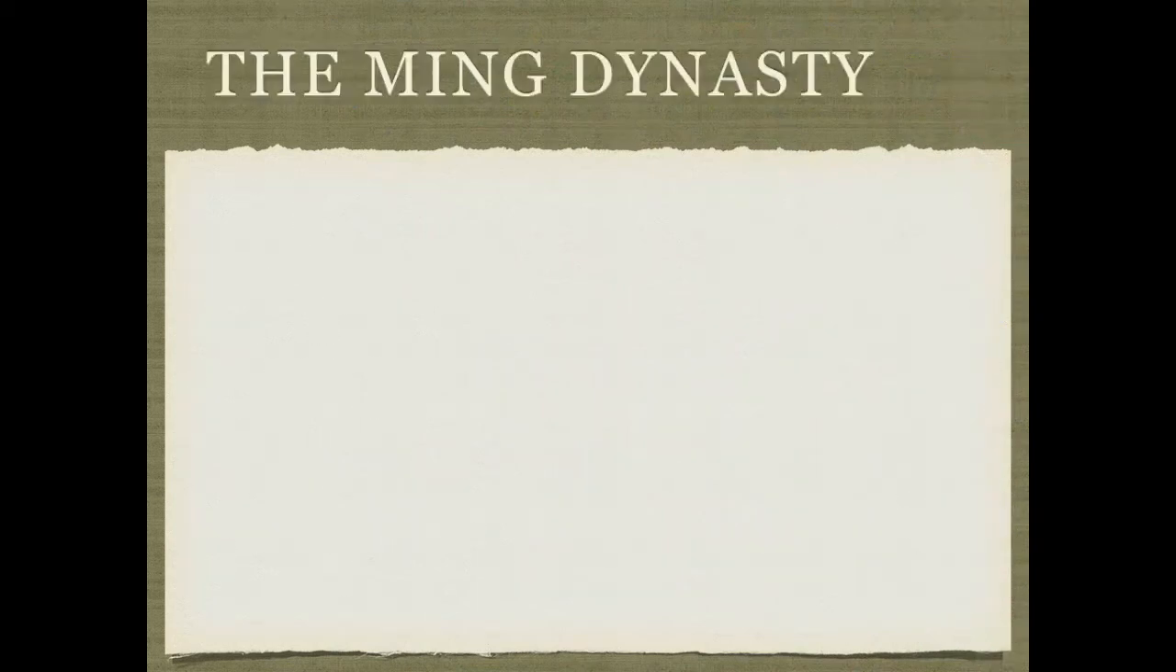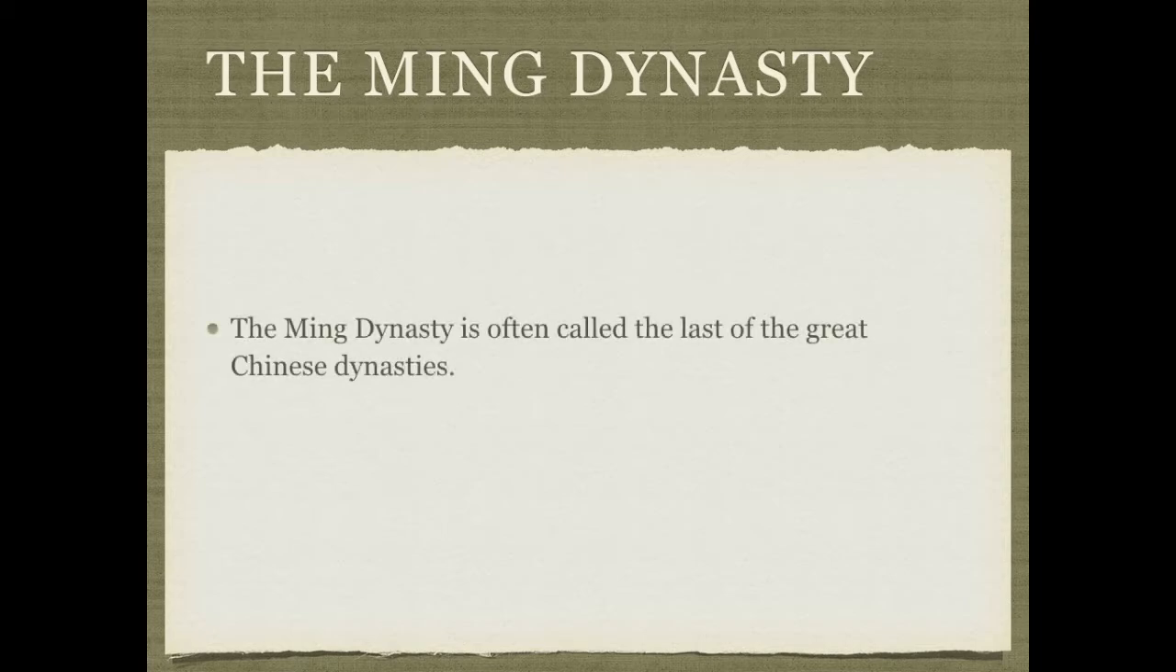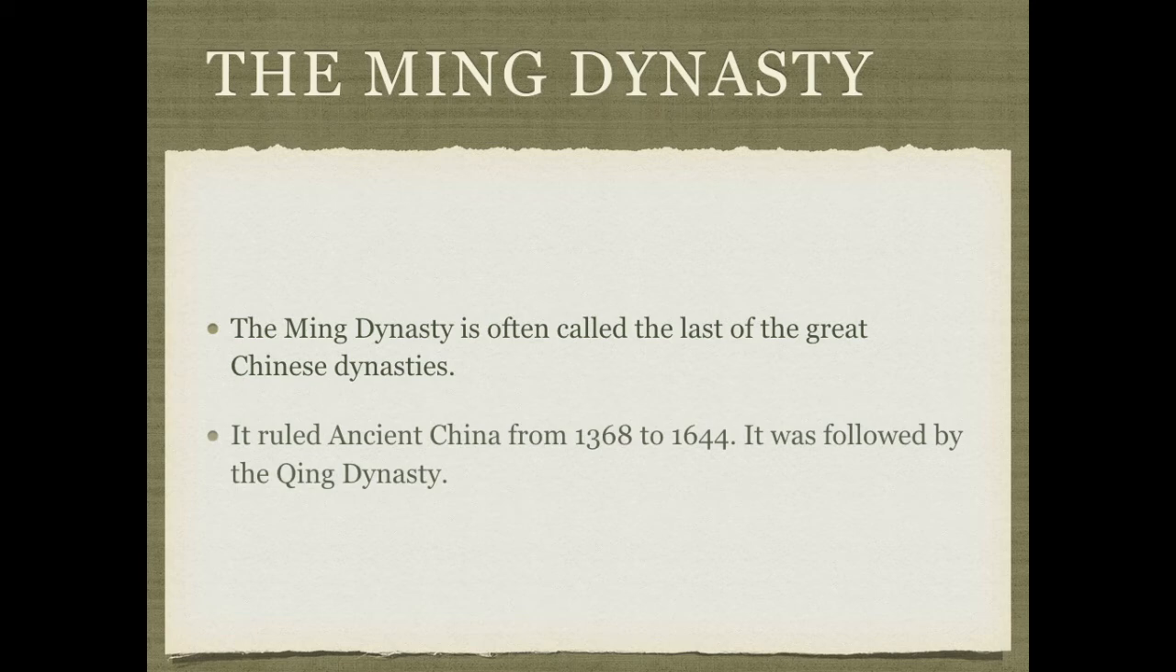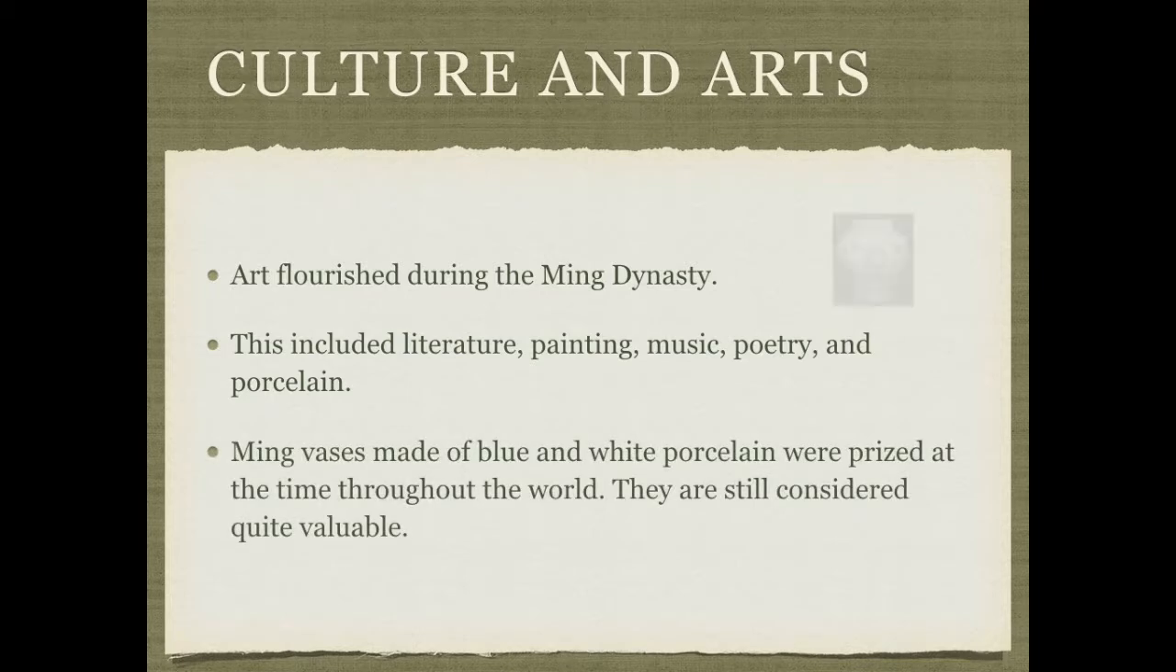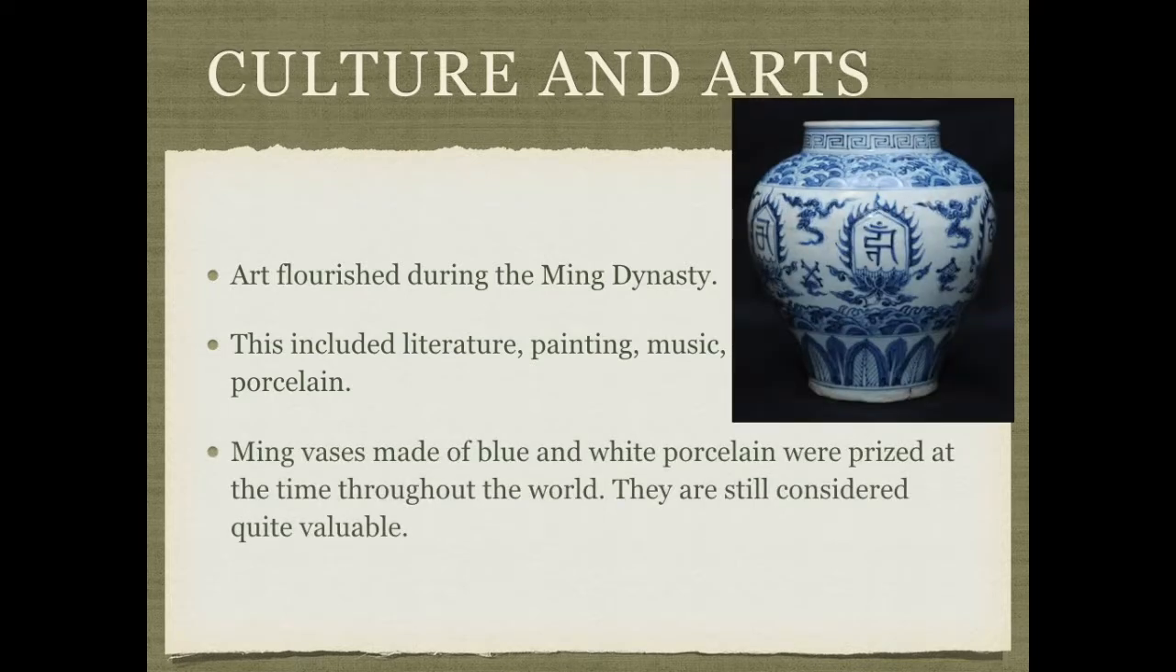The Ming Dynasty. The Ming Dynasty is often called the last of the great Chinese dynasties. It ruled ancient China from 1368 to 1644, and it was followed by the Qing Dynasty. Art flourished during the Ming Dynasty. This included literature, painting, music, poetry, and porcelain. Ming vases made of blue and white porcelain were prized at the time throughout the world. They are still considered quite valuable.